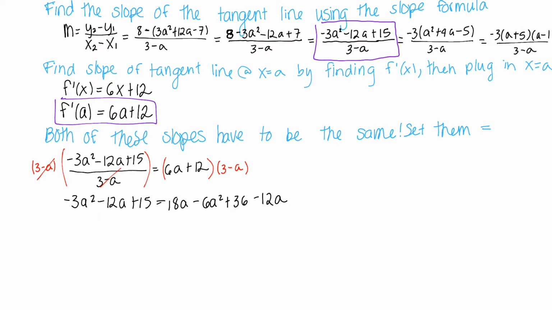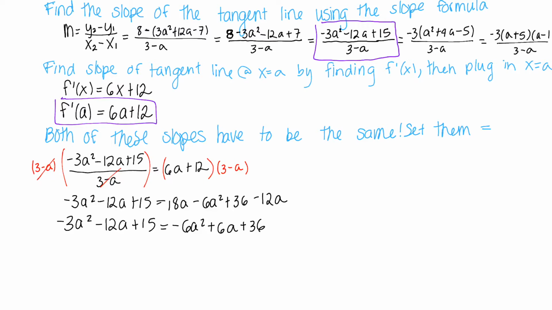I'm going to move everything to one side. So first of all, 18A minus 12A, maybe I'll just write it. Let's not be cheap here. Let's write out every step. Negative 6A squared plus 18 minus 12 is 6A plus 36.